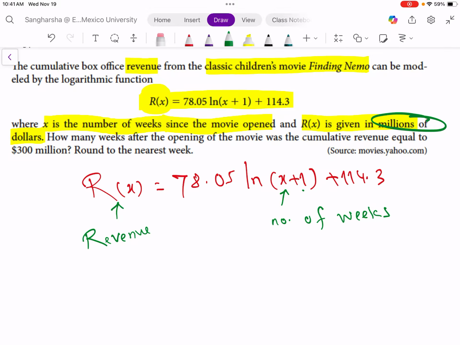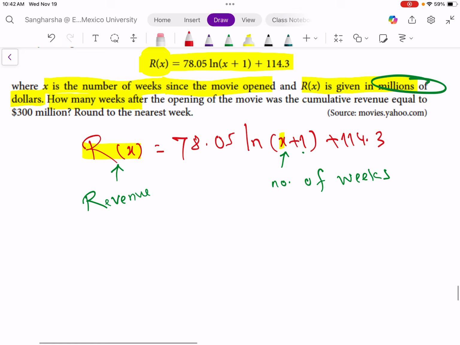So how many weeks means which variable are we asked to find here? Is it R of x or is it x? It's the x, right? Because our x represents the number of weeks. R of x represents the revenue. So if you were asked to find the revenue, then you would find R of x. Now here, we are asked to find the number of weeks. It means our x is unknown. So this is what we need to find.